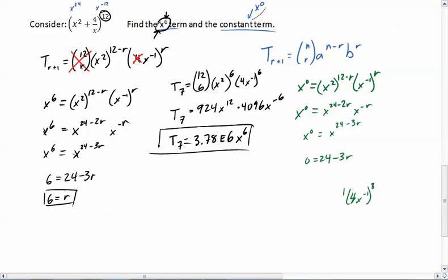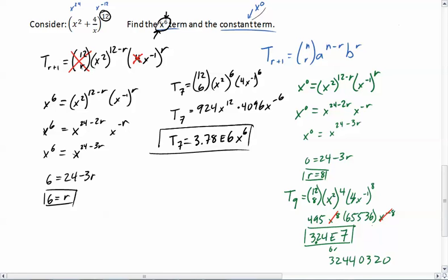So we already got that. Okay, let's go back. This is our final answer. So 3.24 e to the 7th, or 32,440,320. That's the exact value. And that is the constant because the variables canceled out.